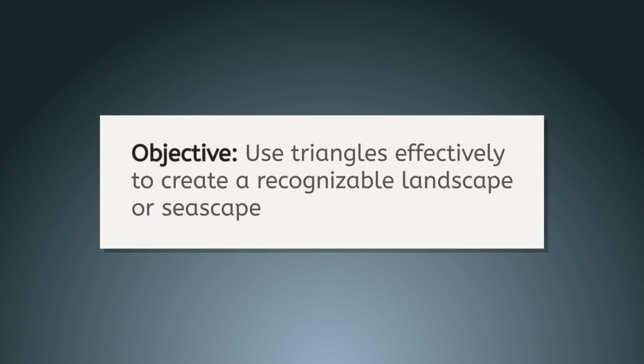Our second culminating project option is a triangulated landscape or seascape, where you will take a traditional outdoor scene and break it into a collection of 3-sided triangular shapes. The objective for this project is to use triangles effectively to create a recognizable landscape or seascape and achieve balance and interest in the artwork.